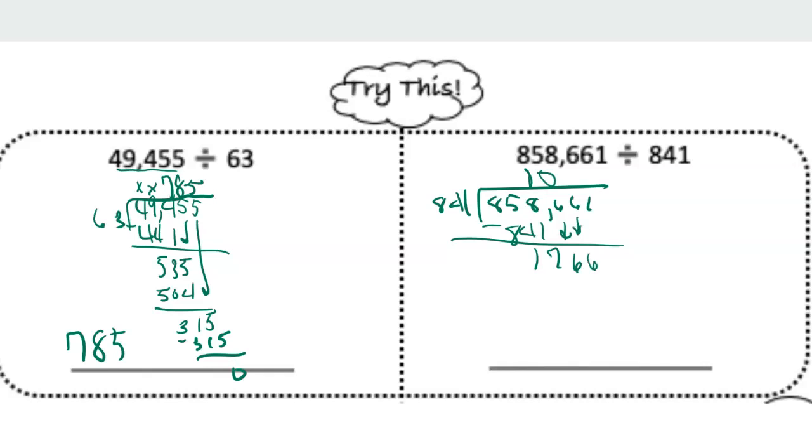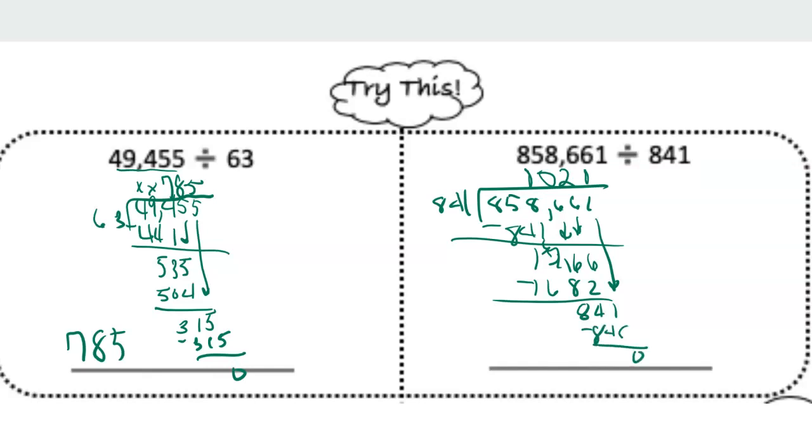Now, 841 goes into 1,766 2 times. 841 times 2 is 1,682. I subtract. That's 4. Can't borrow. 16, 8. 84 is left. I bring down the 1. 841. So 841 goes into 841 one time. And my remainder is 0.